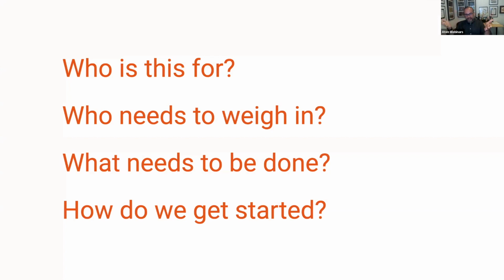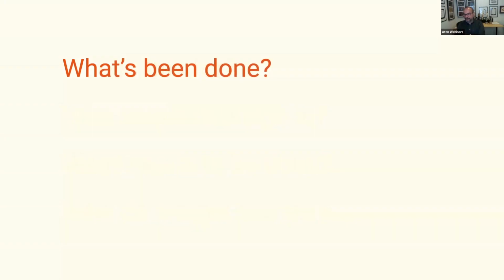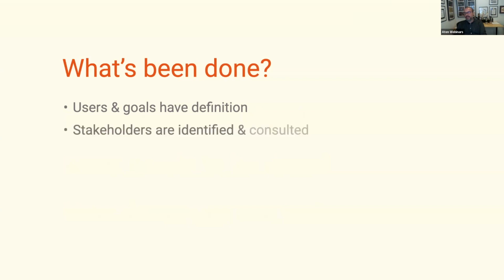So if we answered these 4 questions, what have we done? So first, we have users and goals. We have at least a rough sketch of users and goals for this organization, for this project. We might want to refine them as a part of the project, but that is definitely where we want to start. We want to make sure that the stakeholders are identified and consulted.